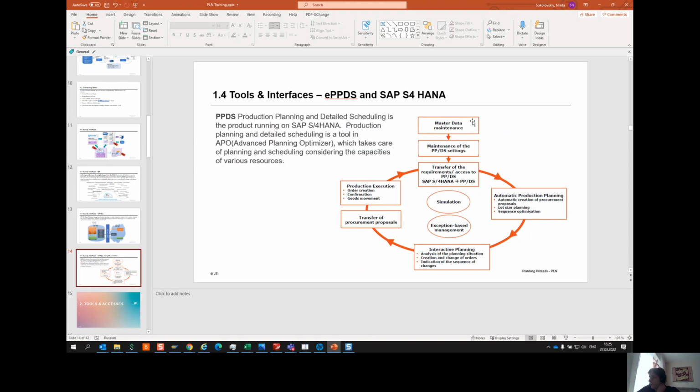But the input for it, the master data, comes from P40. So this is a cycle-based separate set of data, and the input for it is the master data from the SAP P40 system.